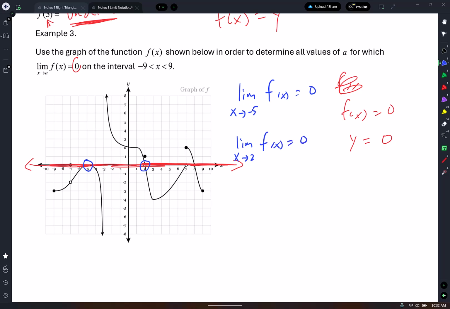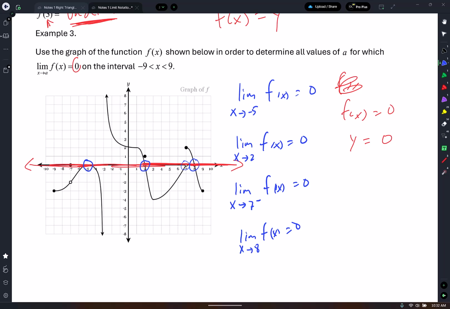Where else? Be careful. At 7, yes, it's true, but only from one direction. What direction is that? From the left. So notice I put a little minus sign there, 0. And then I have another one, limit as x approaches 8 of f of x. That one is 0. And there it is. So what are my 3 answers? I know I put 4 of them in there.